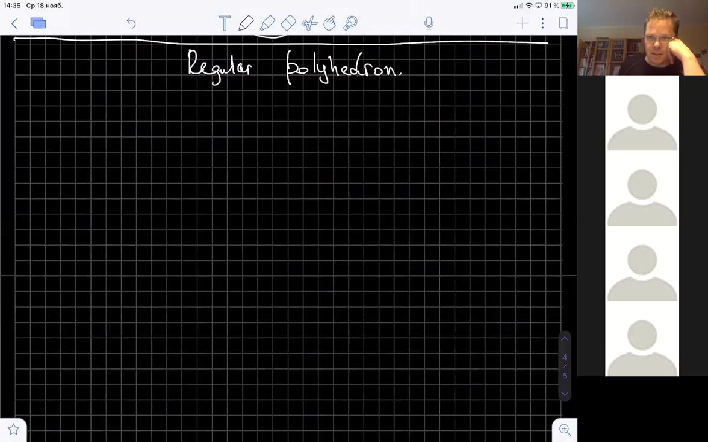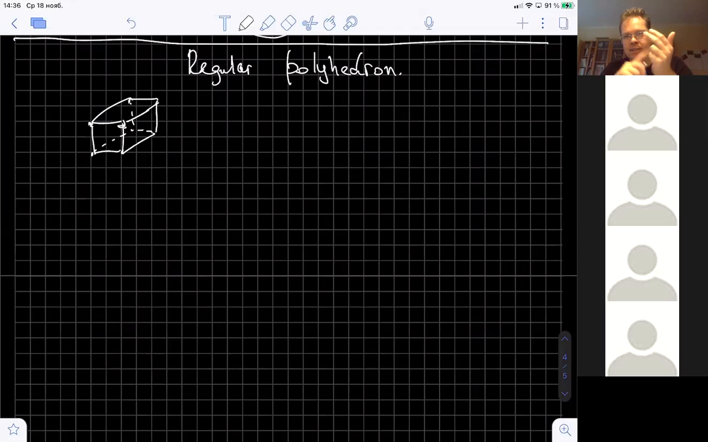So if we look at some polyhedrons, for example, the cube, then we can consider the same concepts as on planar graphs, because a cube has vertices, edges, and faces. If we look closely at the cube, we have 8 vertices and 12 edges: 4 on the top, 4 on the bottom, and 4 on the sides. And we have faces up, down, left, right, and these two.